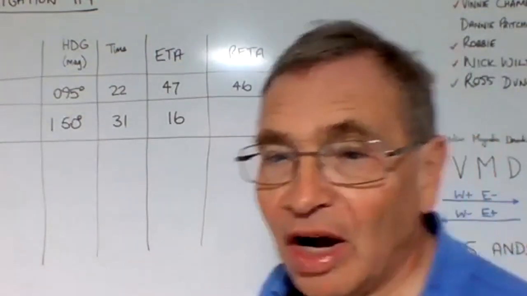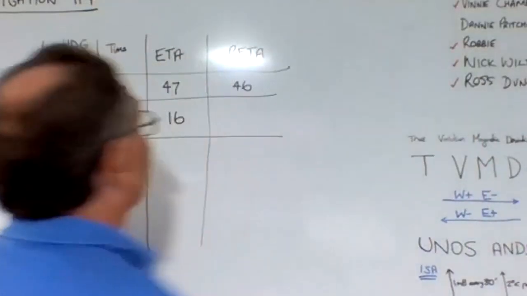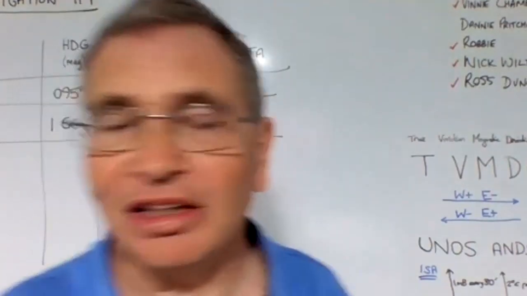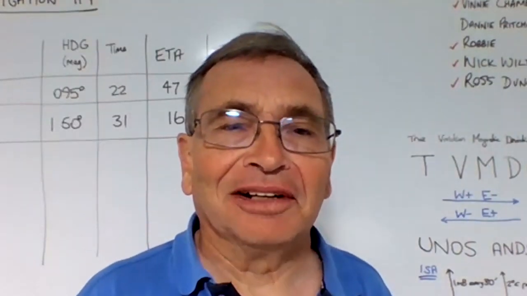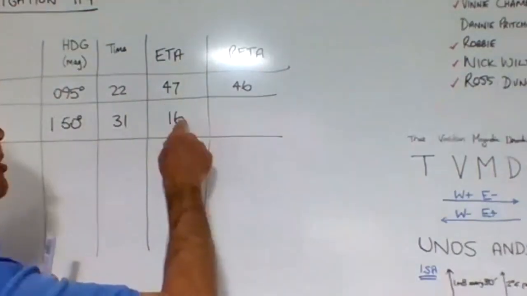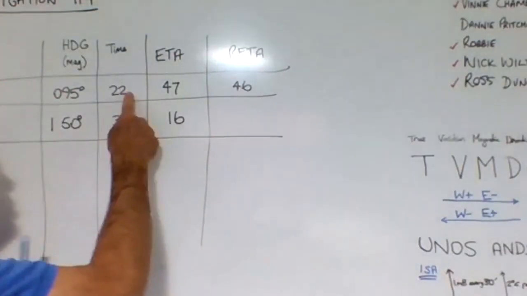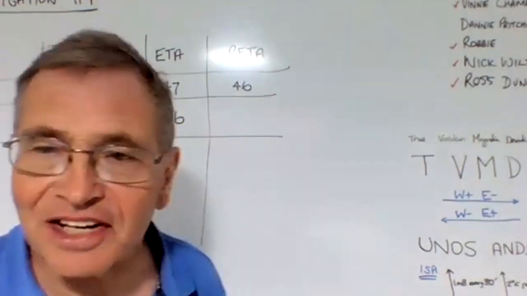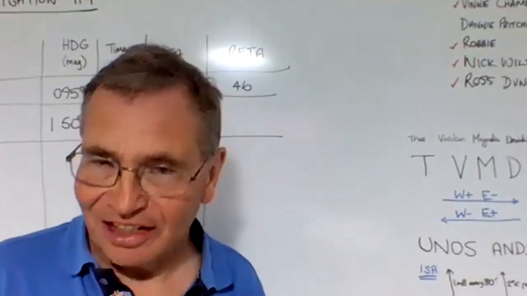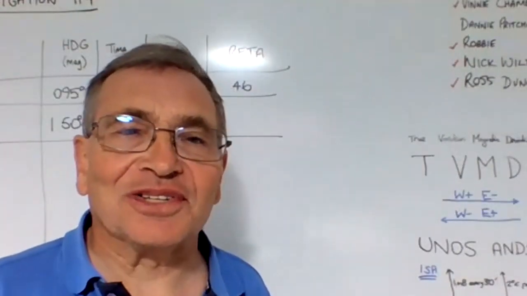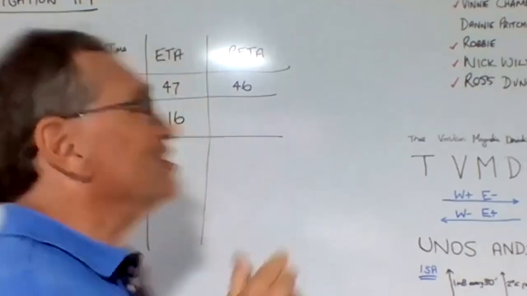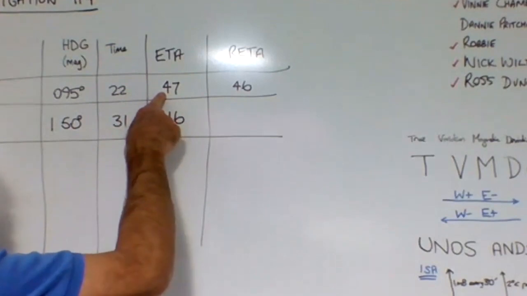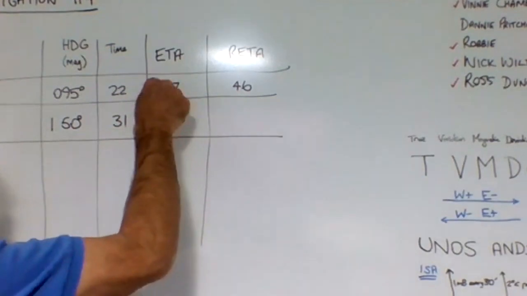When I shouted out the time, I looked at my computer clock on the screen, and I added 22 onto it to get 47. I said, oh, the time now is 2:05, looking at my screen, and so I just said 2:05 add 22 is 47. That's my new ETA.